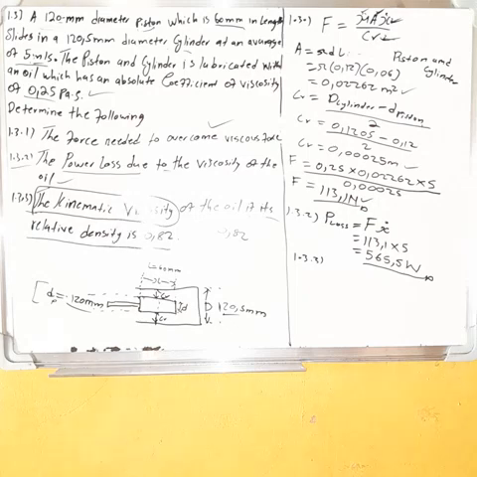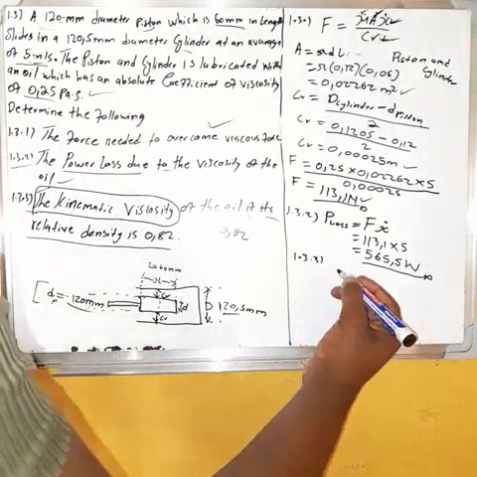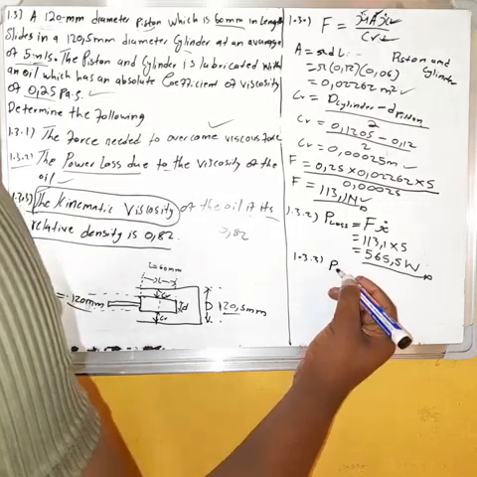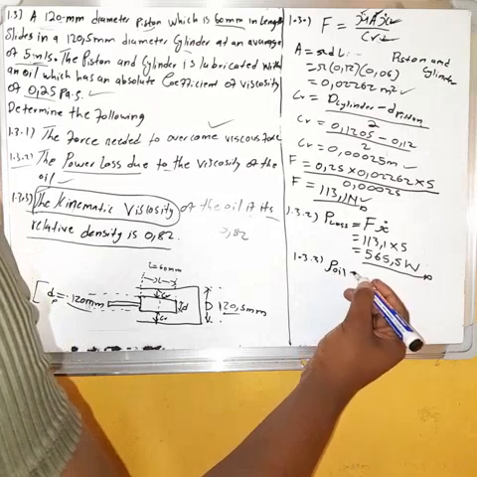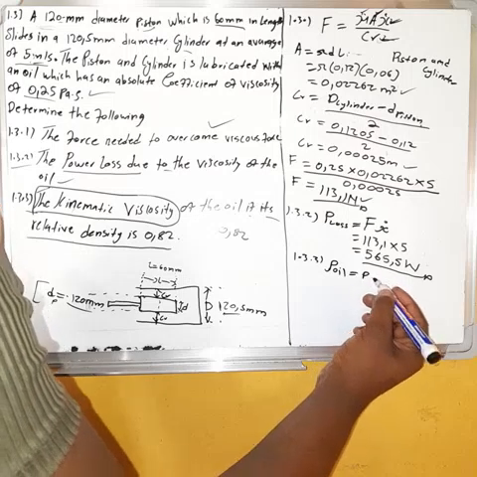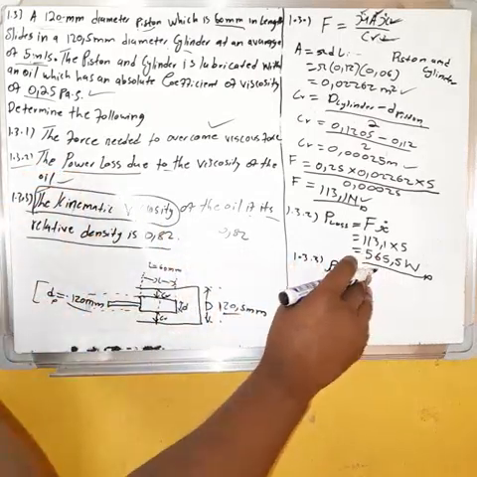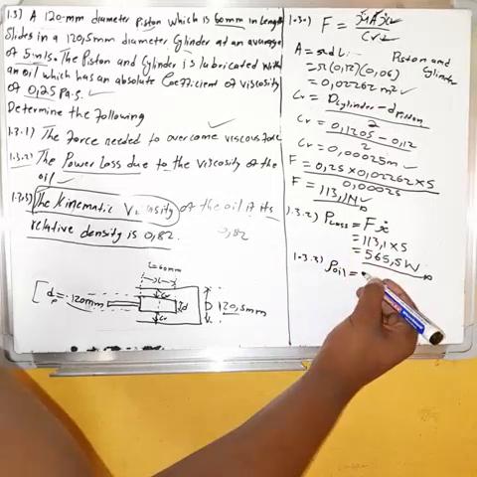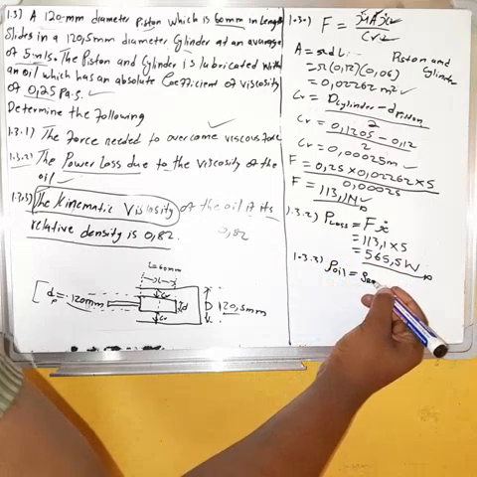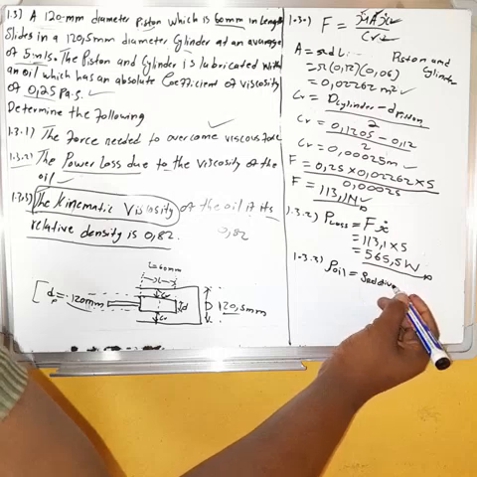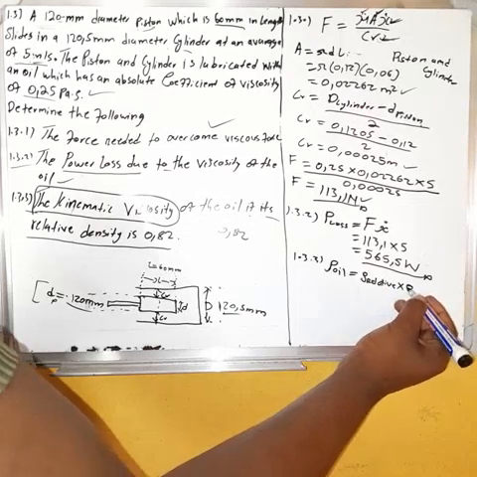Now we want to calculate what? Kinematic viscosity. Now we know that the density of the oil must be equal to the relative density multiplied by the density of water.